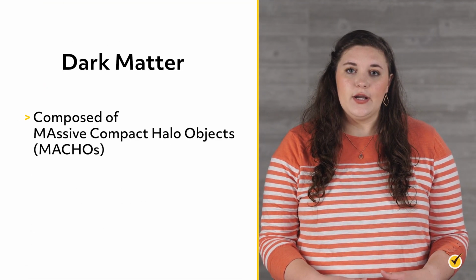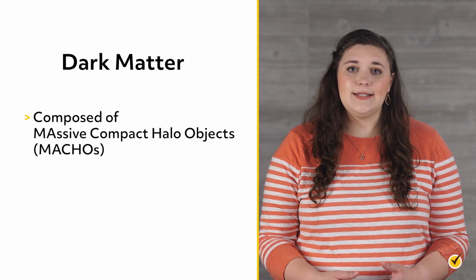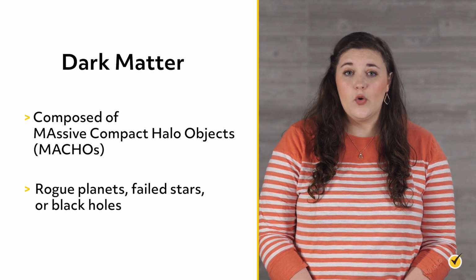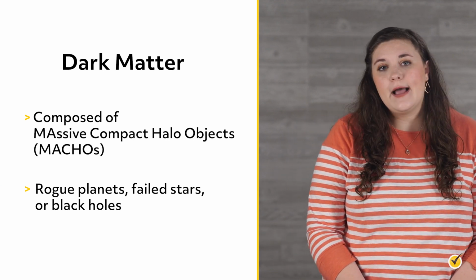If instead of dust or gas clouds, dark matter were composed of individual small objects far from each other, the brightness of these may be nearly undetectable. This is the hypothesis that dark matter is composed of massive, compact halo objects, or MACHOs. Examples may be rogue planets, failed stars, or black holes. Black holes receive the most attention because their extreme gravity does not let any light escape.